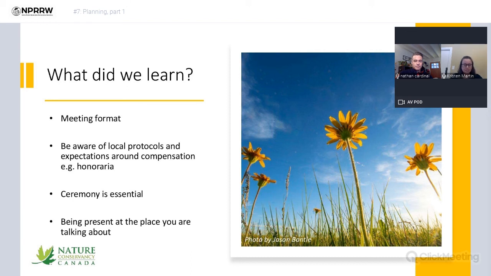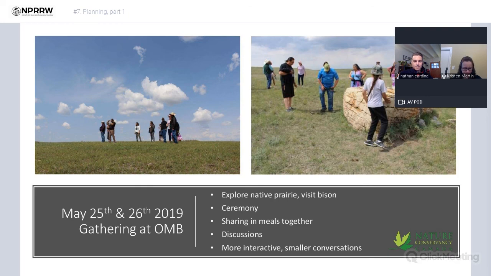Another thing we learned about is really that ceremony is essential for this kind of work. And many people told us that before we are even having these discussions, we need to be starting with ceremony. And another thing was the importance of being present at the place that you're talking about. So we were talking about Old Man on His Back and talking about the bison, but we were sitting in a stuffy boardroom in Regina. And so you really need to be at the place you're talking about for those discussions to really be effective. And so we had a second meeting, and this was a gathering that we had out at Old Man on His Back for a weekend.